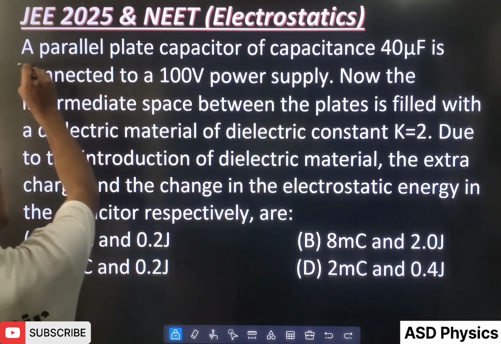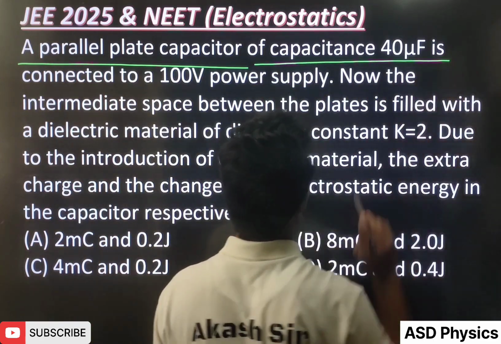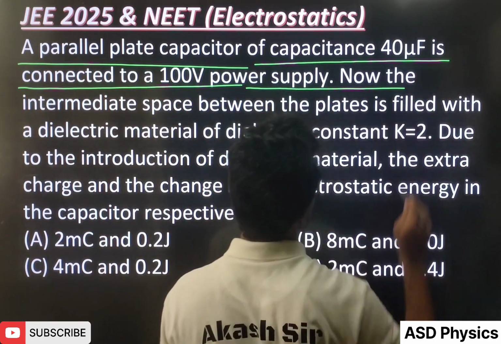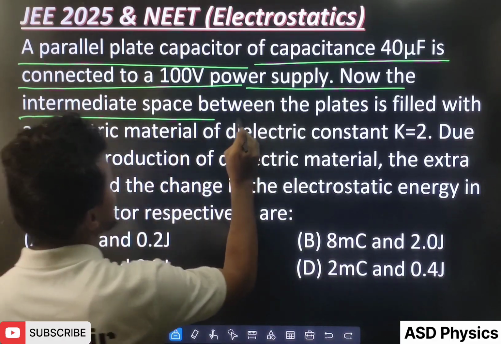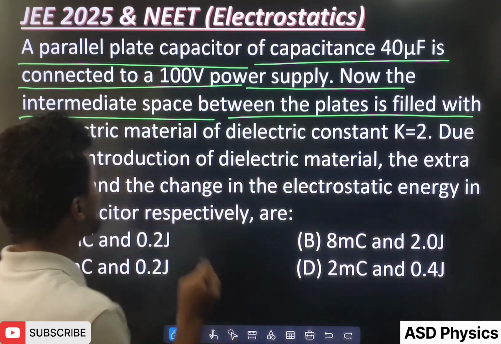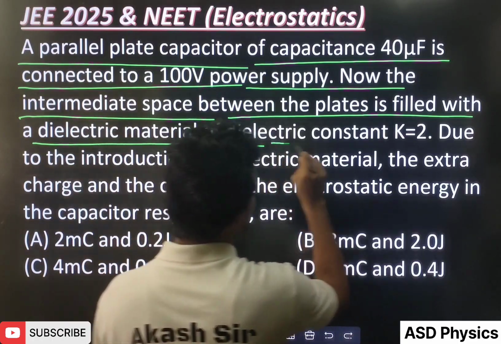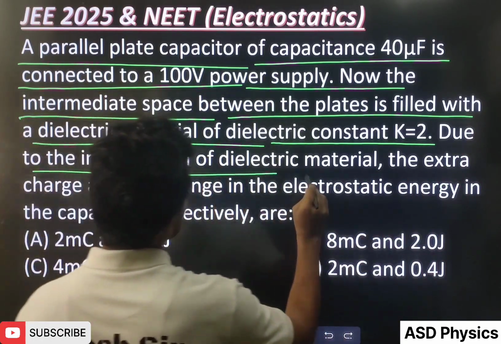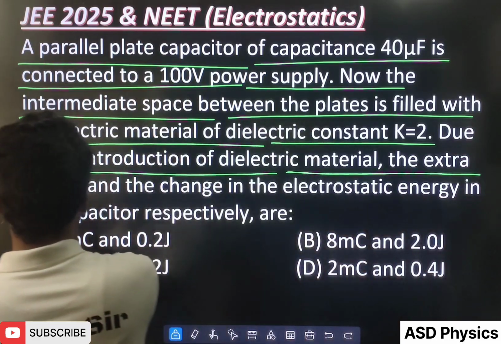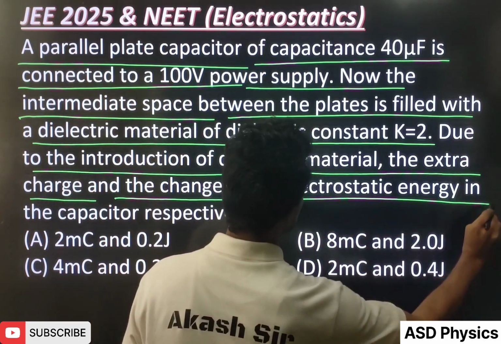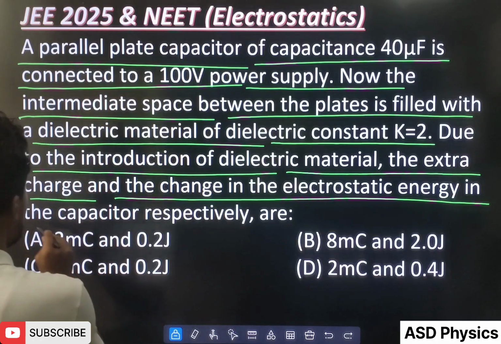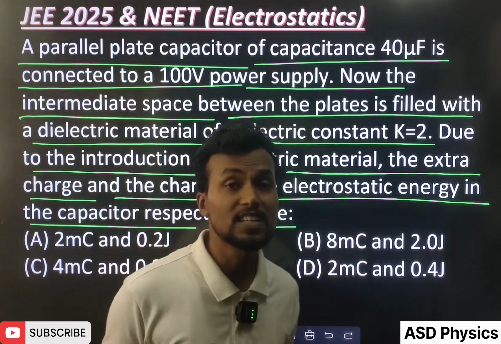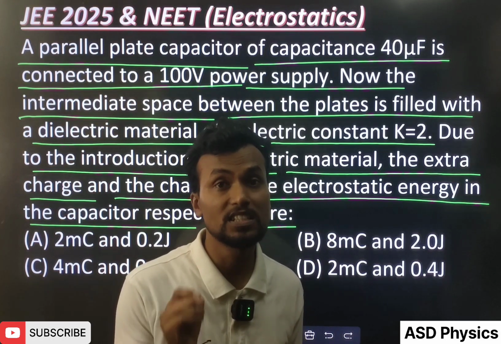The question is: a parallel plate capacitor of capacitance 40 microfarad is connected to a 100-volt power supply. Now the intermediate space between the plates is filled with a dielectric material of dielectric constant K equal to 2. Due to the introduction of dielectric material, the extra charge and the change in electrostatic energy in the capacitor respectively is how much? So in the question they are asking what is the change in charge and what is the change in electrostatic energy.